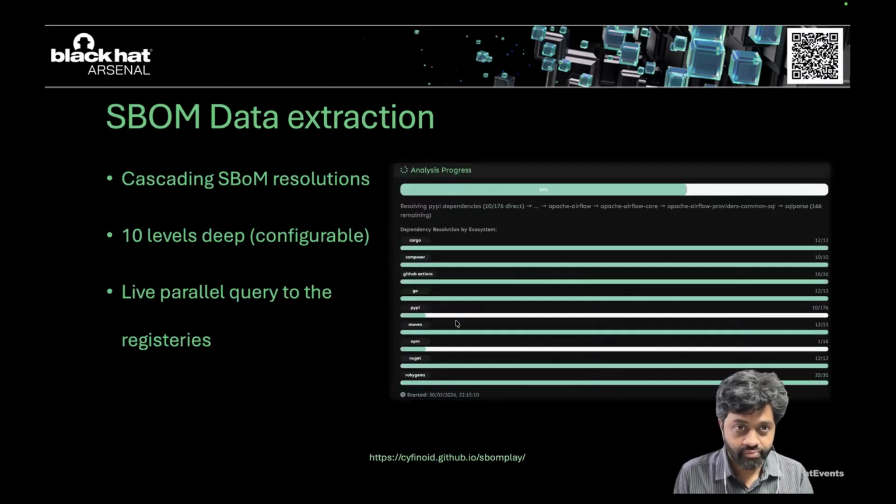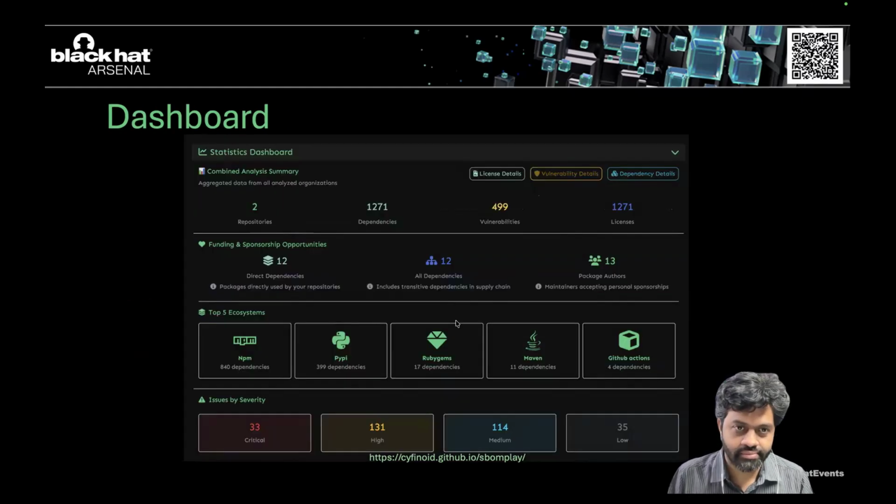Now, once we have received the SBOM, we start by first trying to resolve the SBOM dependency tree. We go 10 level deep, and as I'm showing in the diagram on the side, we query these ecosystems in parallel. So right now you can see there are a bunch of different ecosystems that we are querying because I gave it a repository set where there were multiple ecosystems involved.